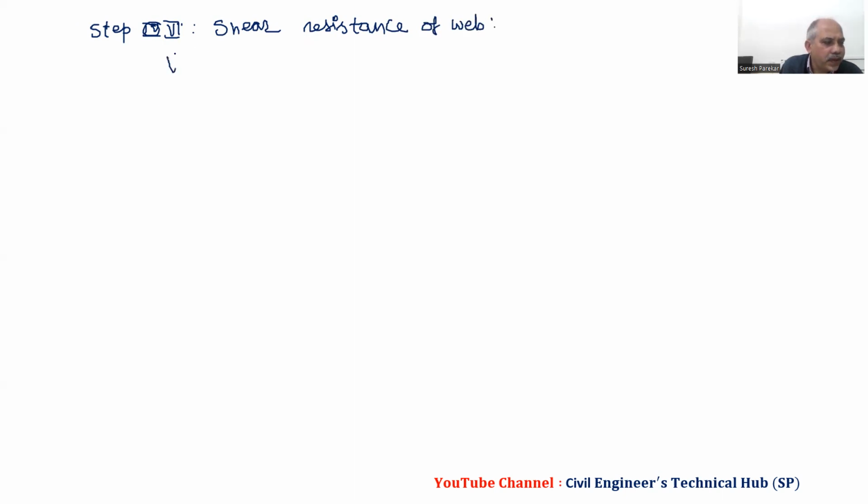Then we have next, that is step 6, which is shear resistance of web. Step 6, shear resistance of web. And then we have this formula, that is VCR is equal to AV into tau B. Now tau B we have to find out. AV we have D into TW, that is of web.